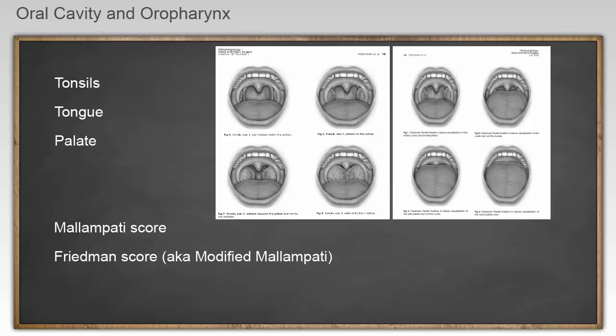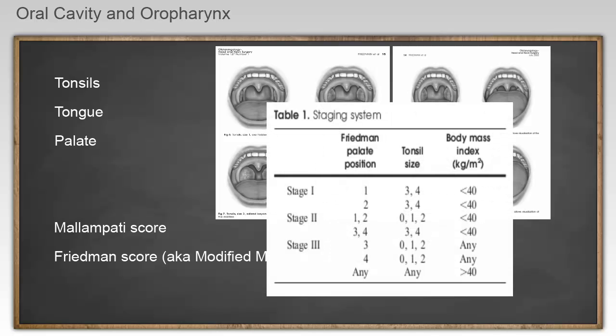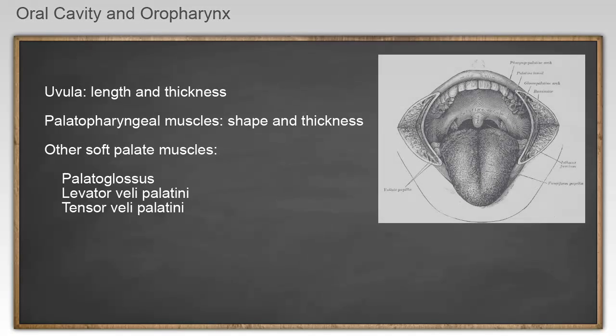Friedman and his colleagues combined these two parameters with BMI to develop the Friedman staging system. This score predicts a patient's likelihood to improve after uvulopalatopharyngoplasty. Stage 1 predicts the largest amount of improvement. Besides the Friedman score, note the length and thickness of the uvula. It is important to understand the origin and insertion of the other soft palate muscles, which include the palatoglossus, levator veli palatini, and tensor veli palatini.